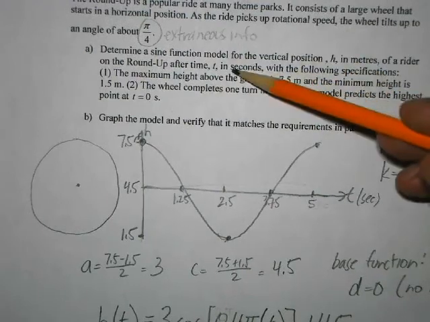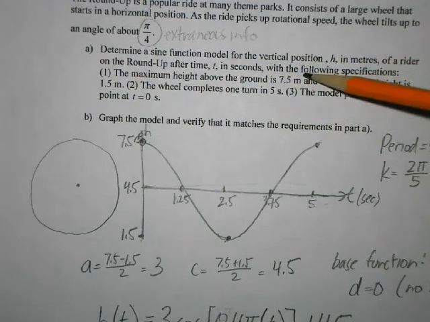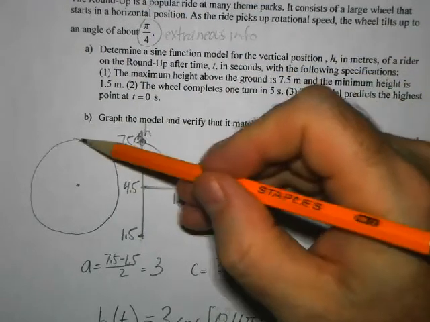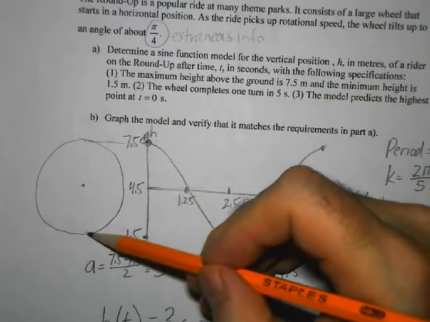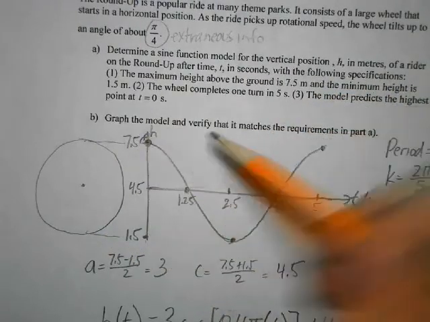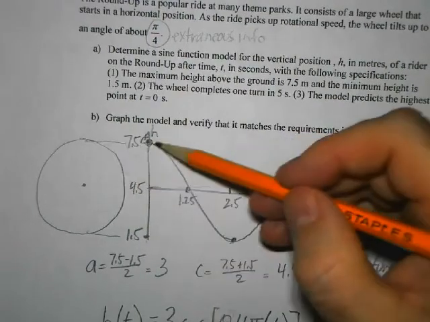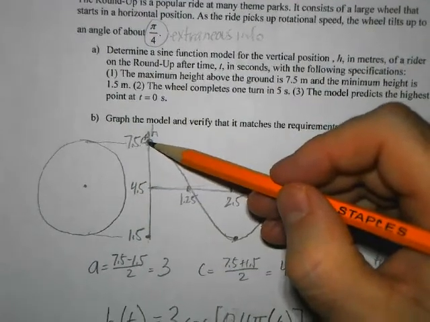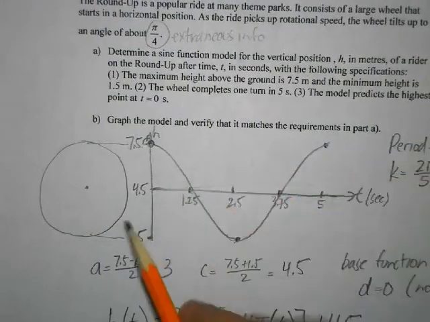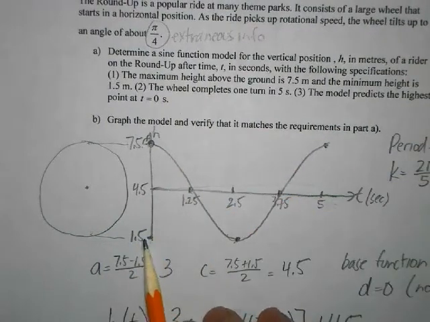It says the maximum height above the ground is 7.5 meters. So I went ahead and wrote in my 7.5 meters there. It applies to the top of the ride as well as that point on the graph. That's how these line up. And then the minimum height was 1.5.